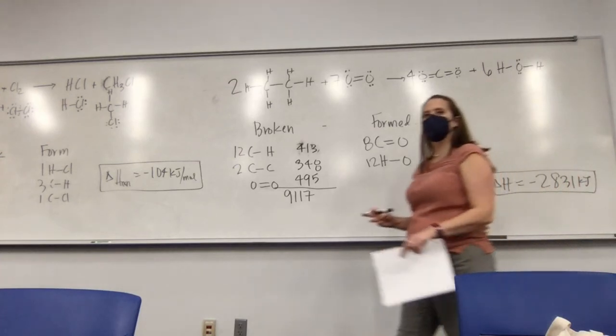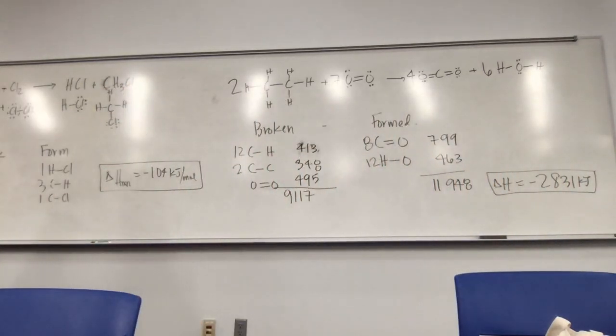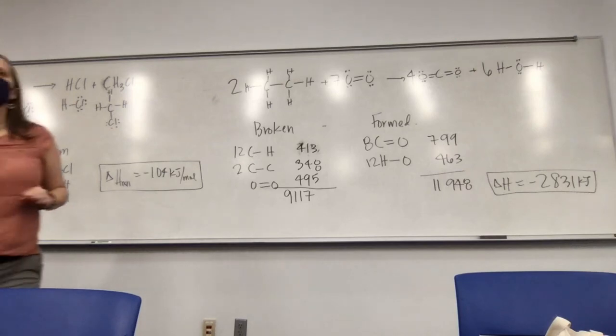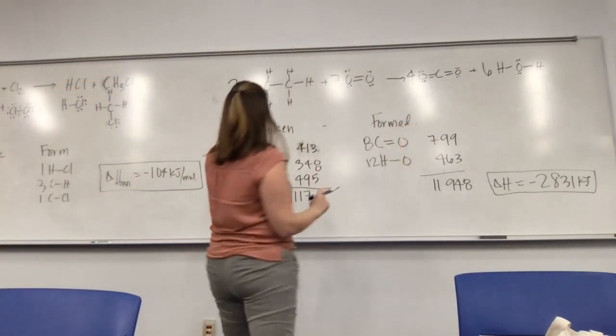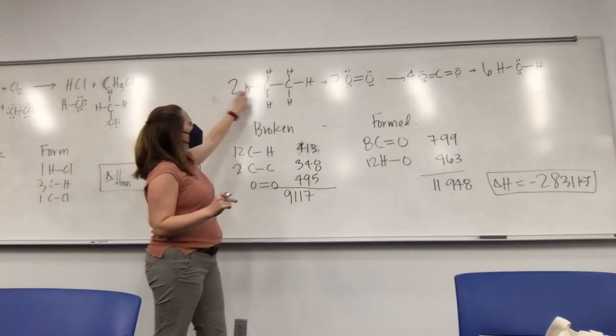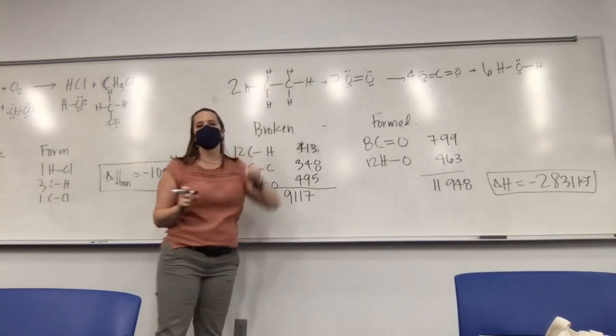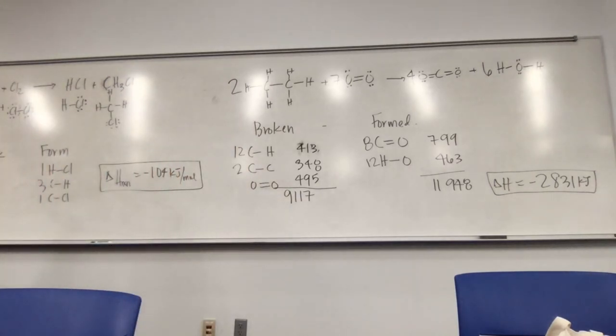Question. What questions do we have about this calculation? Can you say that again? So this 2 also breaks 2 of them. It's a good question. There were 7 double bonded oxygen, right? Yes.